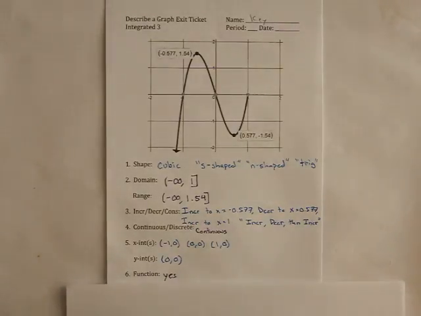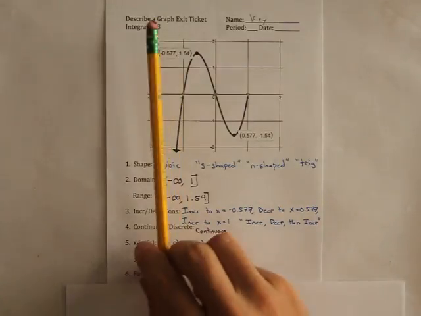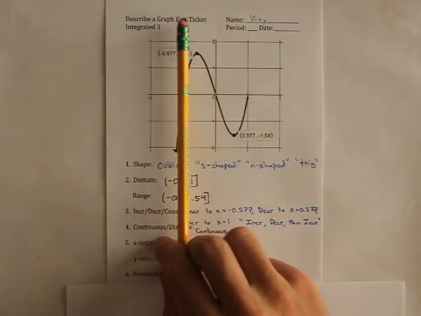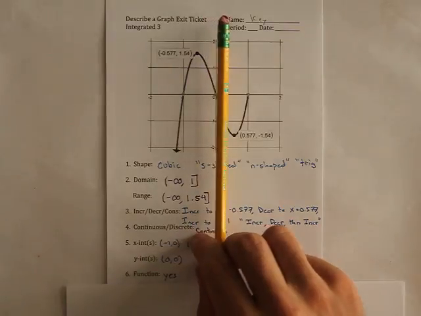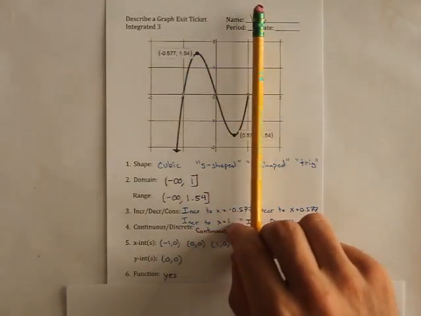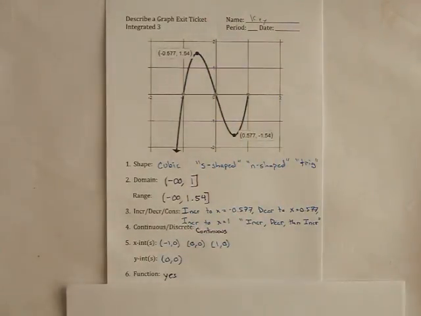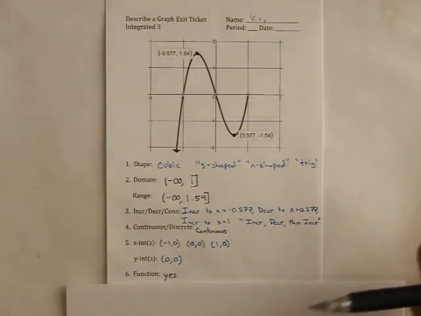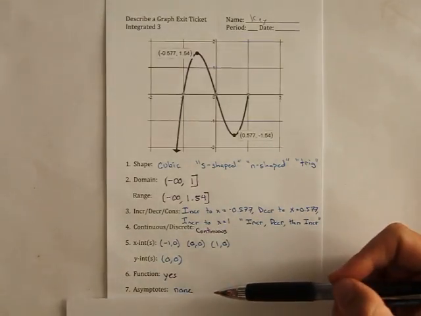Going on to 6, function. Yes, it is. If I imagine a vertical line test, as I go from left to right, I am only ever crossing the graph once. Therefore, it is a function. Each input has exactly one output, passes the vertical line test. Yes, it's a function.